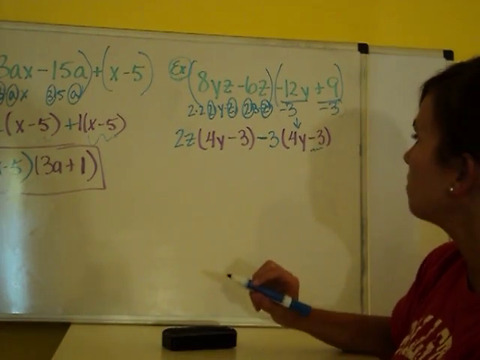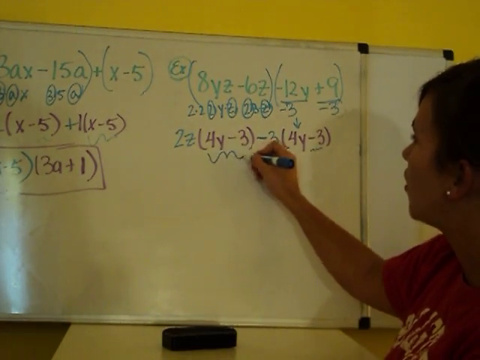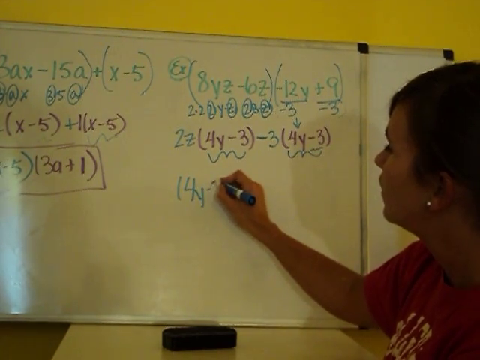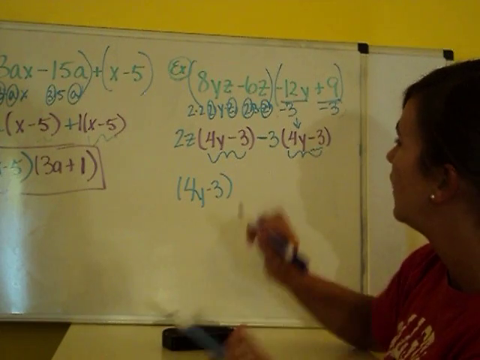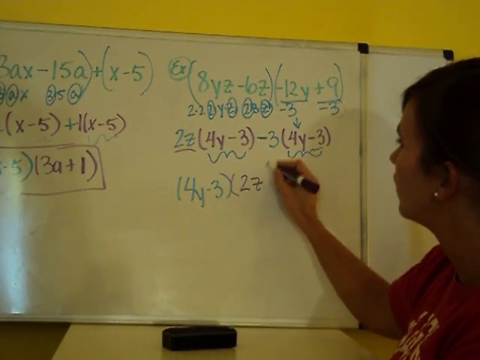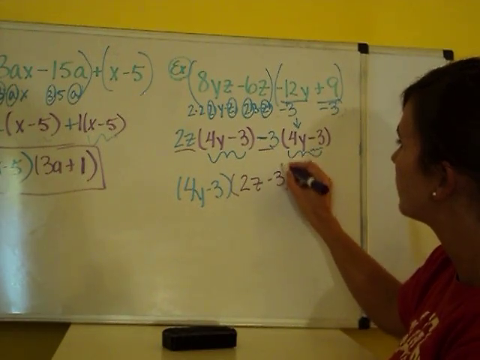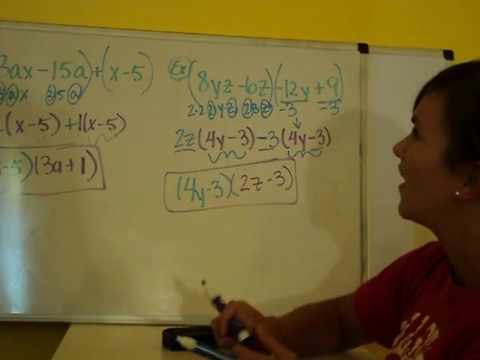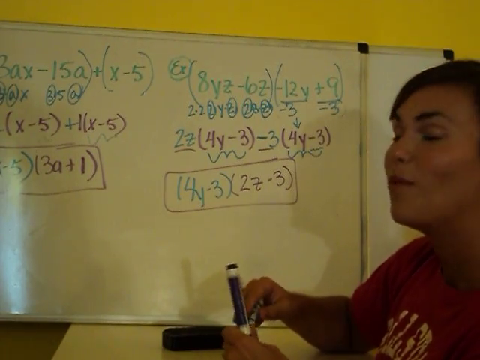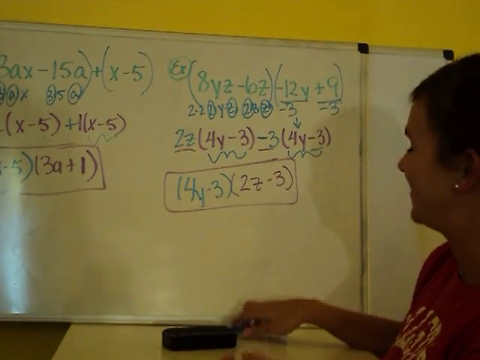Okay? So from here, our greatest common factor is 4y minus 3, and then our leftovers are 2z minus 3. Okay? That is factoring by grouping. The more you practice, the easier it will become.